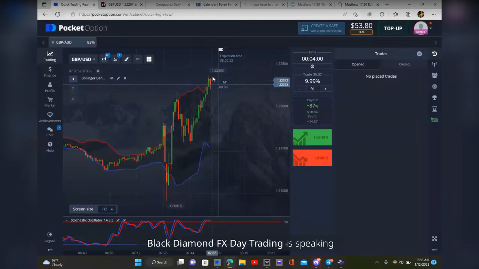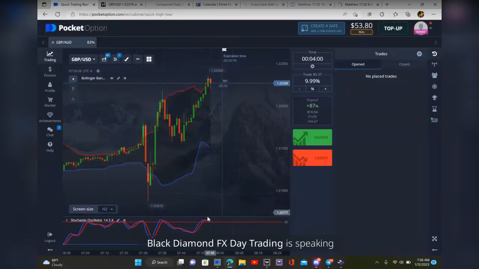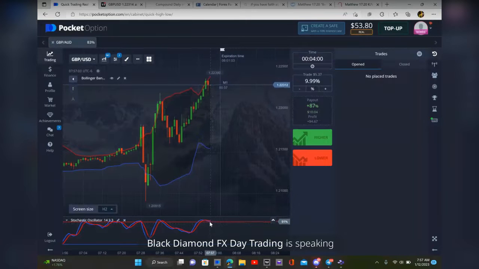So now what we do, okay? See, we came out, we came back in, right? Good. Stochastic cross coming down. I like to see this. I like to see these candles come down, curl down, point down a little bit more than this right here. This right here doesn't make me comfortable because a lot of times when you see this, it moves sideways. It moves sideways.